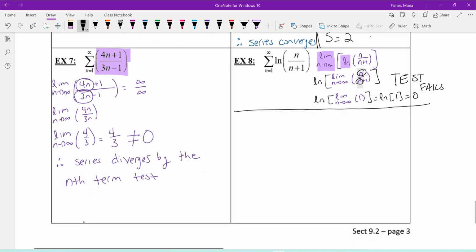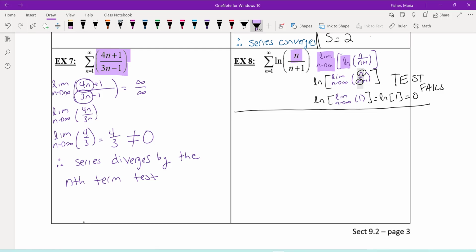Well, how can I make this into telescoping? Well, this is the natural log of a quotient, so we can use that quotient rule. We know that this is actually equal to the sum from n equal 1 to infinity of the natural log of the numerator n minus the natural log of the denominator n plus 1. Because the natural log of a divided by b is just the natural log of a minus the natural log of b. Well, now we're definitely telescoping because we have that minus sign.